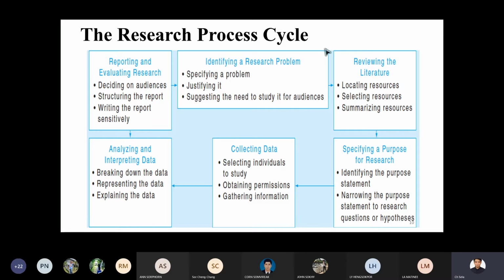Then we go to specifying a purpose for research: identify the purpose statement, and narrow the purpose statement into research questions and hypotheses. Identifying the purpose statement here is not difficult once you have a clear research problem. When you have a research problem and a very good research topic, you can generate a research objective or purpose from that.